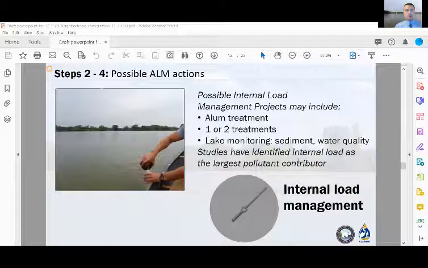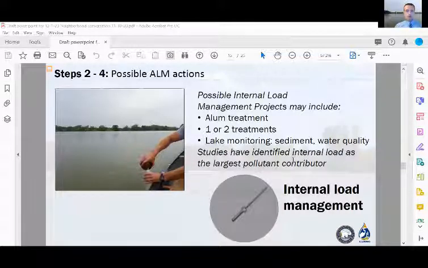The fourth and final management area that we're going to ask you for input on is possible projects for internal load management. Projects could include alum treatment, which is putting aluminum sulfate into the water to allow the substrate or the sediment to bind the phosphorus under the water so that it does not get re-released from carp and other forces that are then churning that phosphorus back up into the lake.